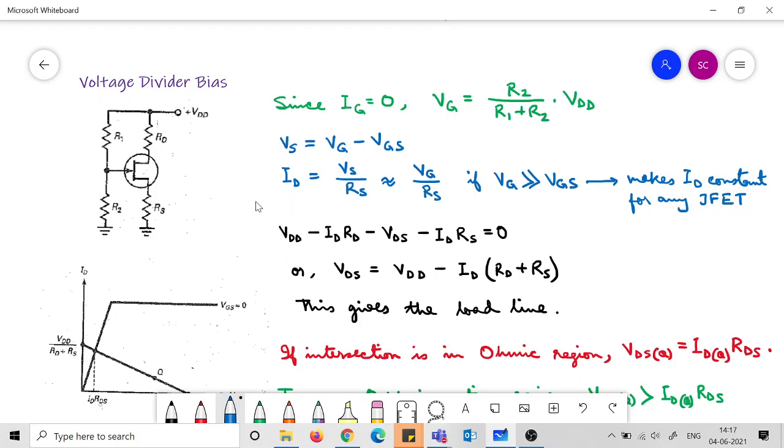What does it give us? It gives us a very stable Q point. The ID becomes constant irrespective of VGS. Irrespective of changes in the VGS, your ID becomes a very solid ID. So the Q point becomes quite stable.